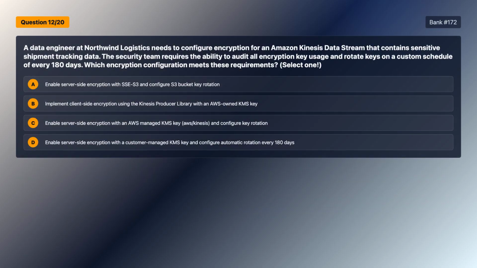Question 12. A data engineer at Northwind Logistics needs to configure encryption for an Amazon Kinesis data stream that contains sensitive shipment tracking data. The security team requires the ability to audit all encryption key usage and rotate keys on a custom schedule of every 180 days. Which encryption configuration meets these requirements? Select 1. Review the answer choices on screen.